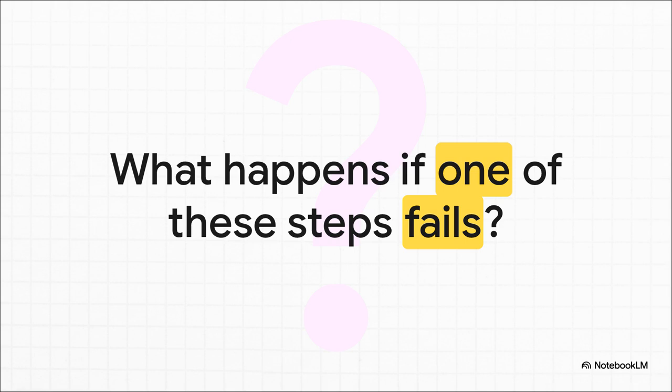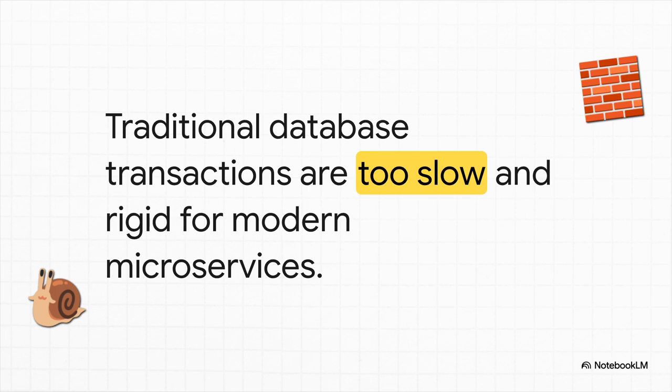A real mess. Now, back in the old days of these single giant applications, what we call monoliths, you'd solve this with a really rigid database transaction. It would basically lock everything down until every single step was complete. But in the super fast, super flexible world of microservices, that approach is a massive bottleneck. It's way too slow, and it ties all your services together, which kind of defeats the whole purpose of using them in the first place.